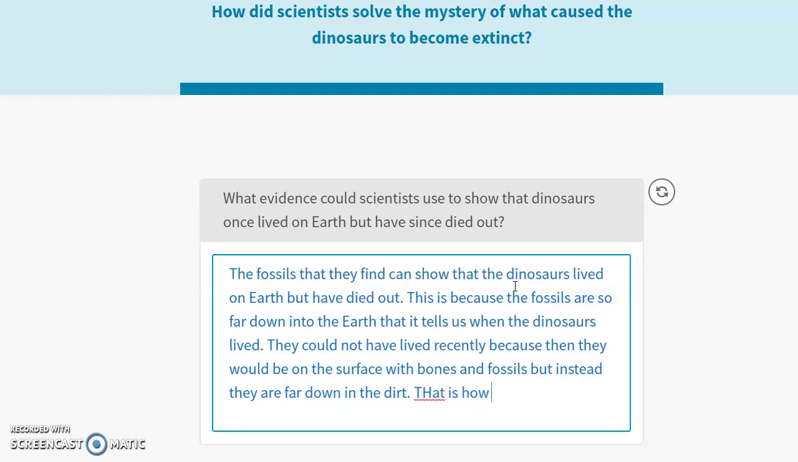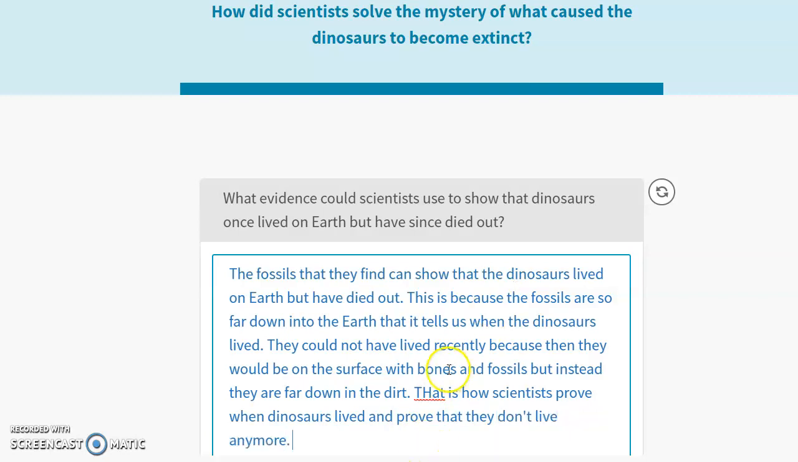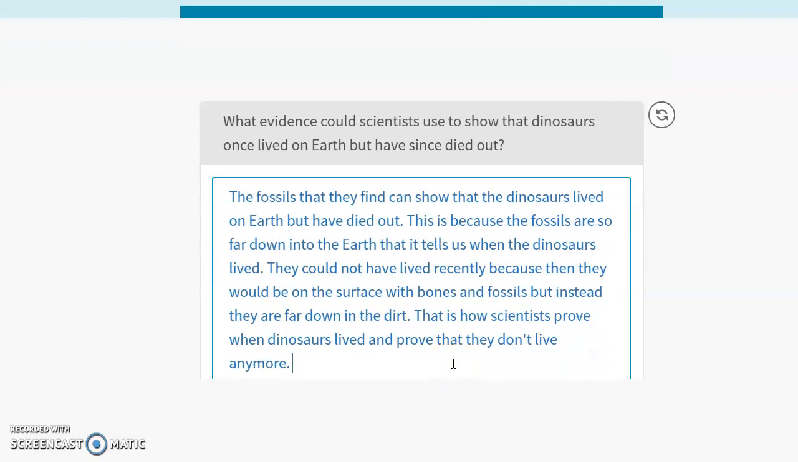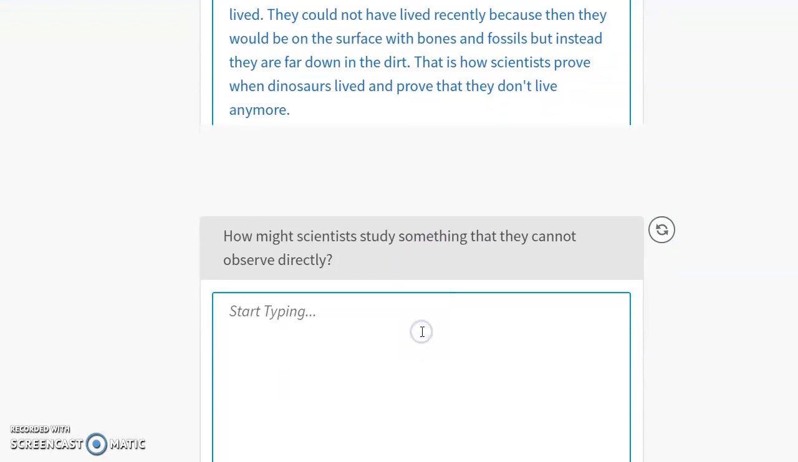That is how scientists prove when dinosaurs lived and prove that they don't live anymore. Right? They had to look into the dirt and see, oh, it's this far down. I mean, if dinosaurs were still around, even like 50, 60 years ago, it would be right underneath a layer of grass, not so far down. So they can say that.